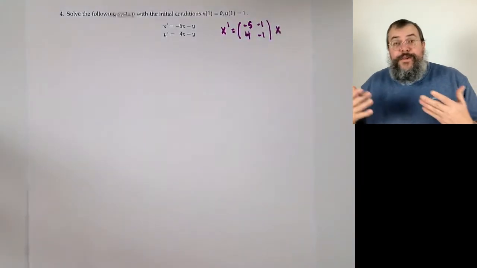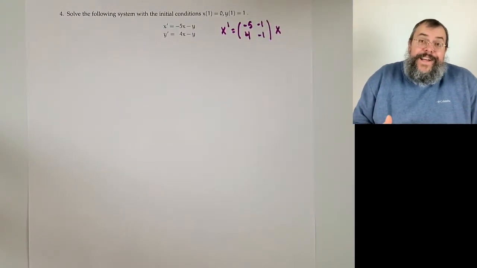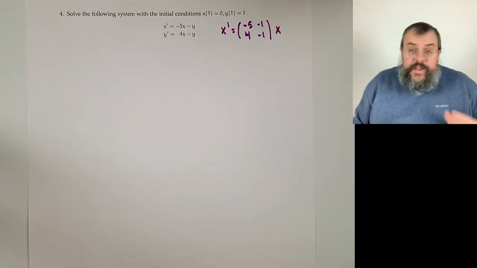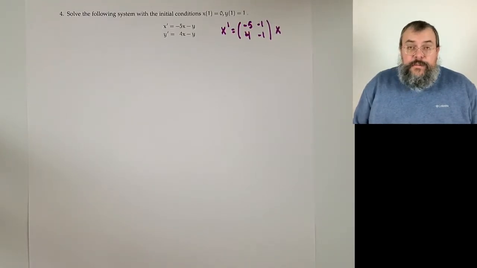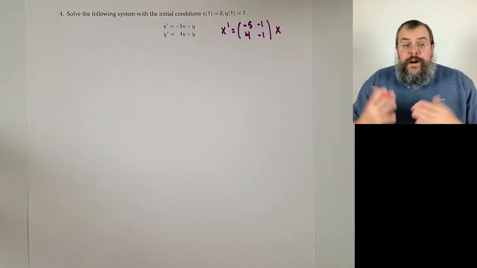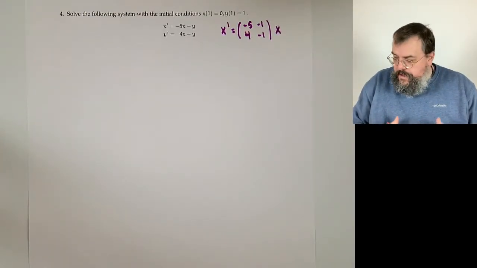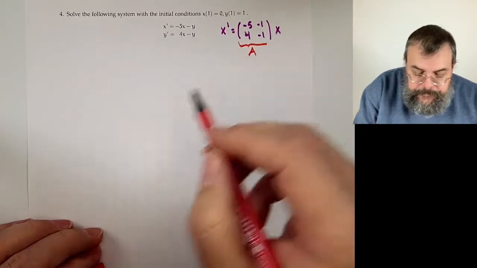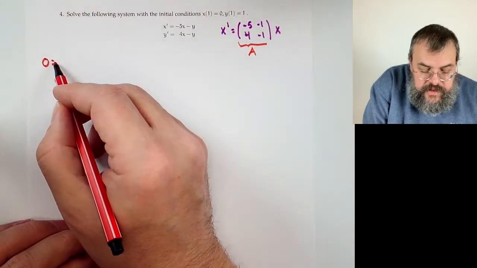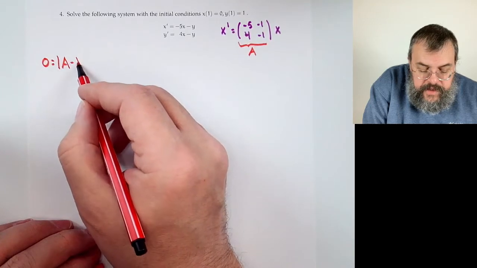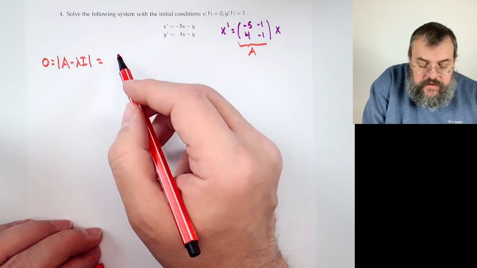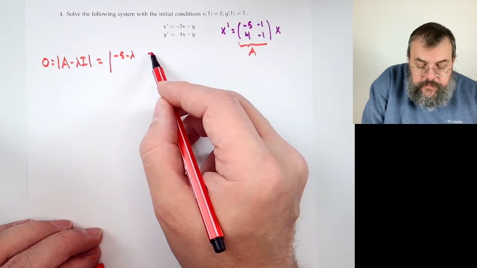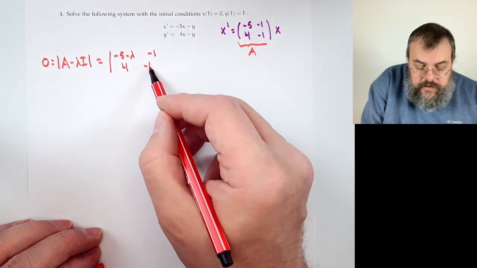So really, I'm going to be using the eigenvalue method to solve this problem. I like eigenvalues. Now, it doesn't say you have to use the eigenvalue method, so we could do some other approach. But I think the eigenvalue method is a fairly reasonable way to approach a problem like this. All right, so what do we need to do? Well, we need to find the eigenvalues. So this part here, this is our a. So we're going to set 0 equal to the determinant of a minus lambda I. Okay, so that would be the determinant of minus 5 minus lambda, minus 1, 4, minus 1 minus lambda.